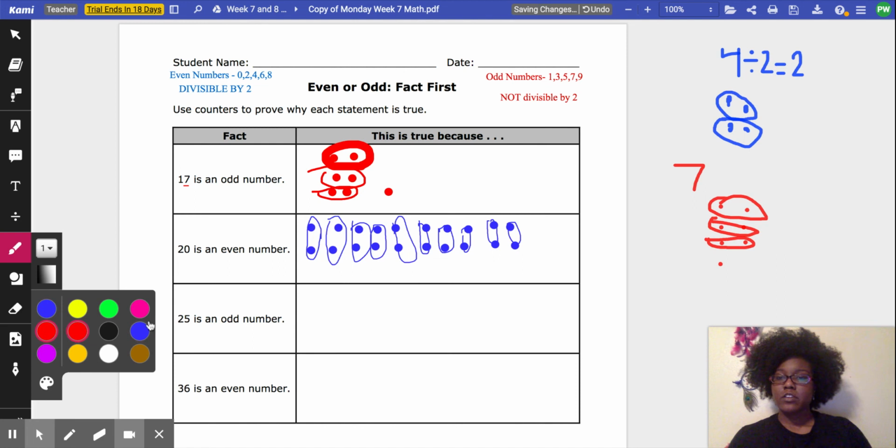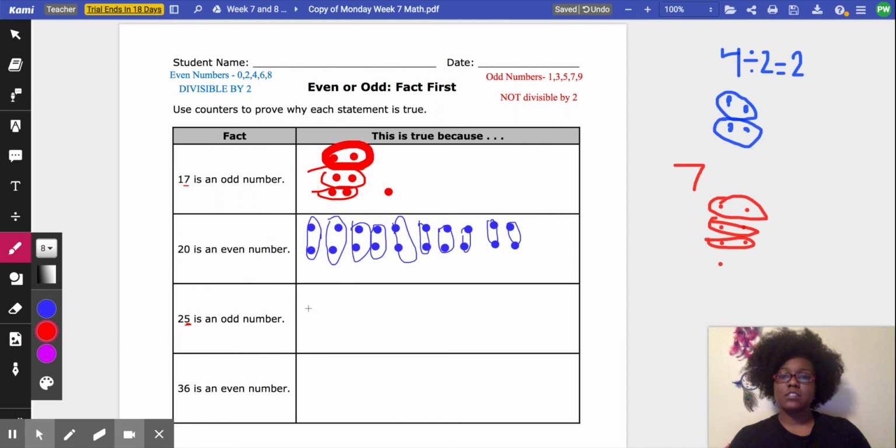The next one, 25 is an odd number. I've got a 5 in the ones place, so I know I can do 5 dots. 1, 2, 3, 4, 5. And then when I go to circle my groups of 2, I've got a group here, and I've got a group here, but I have 1 left over.